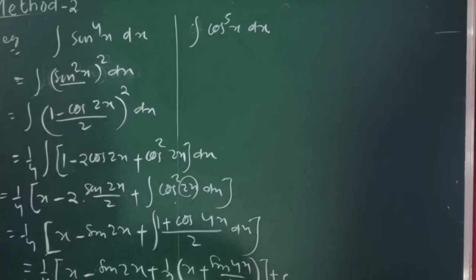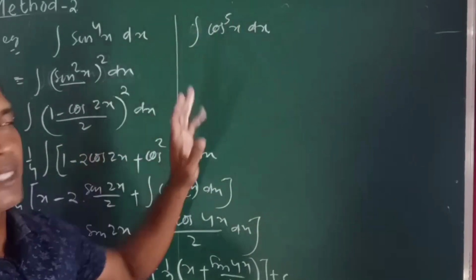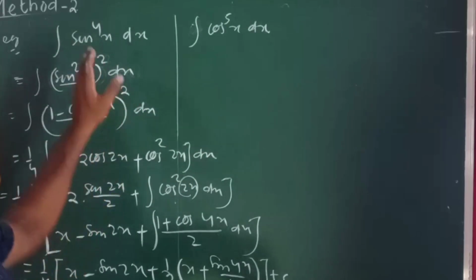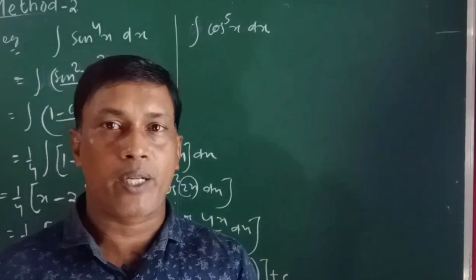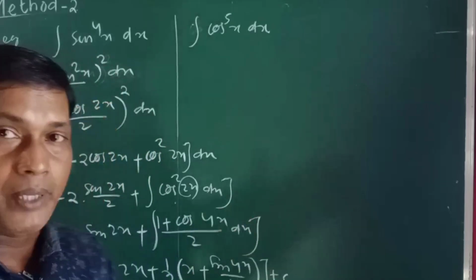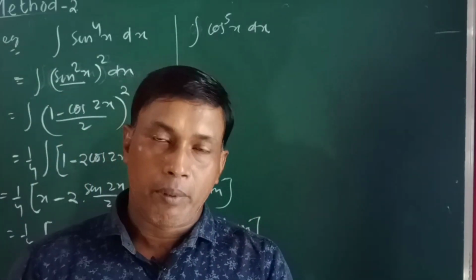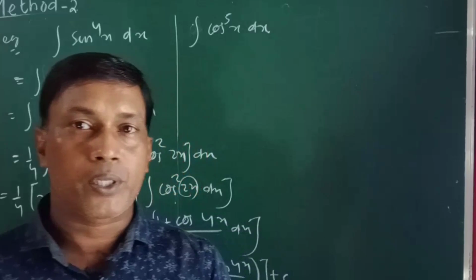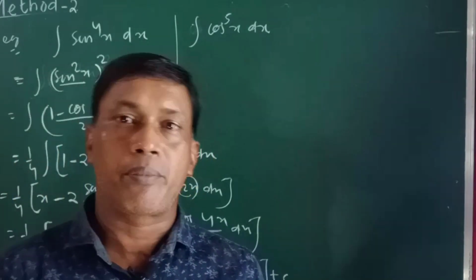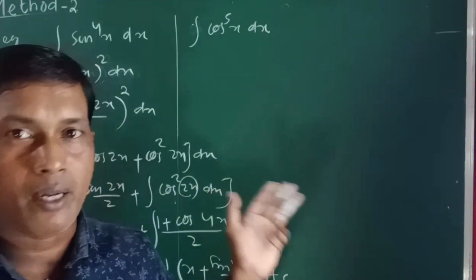Another example is here integration of sin to the 4x cos to the 5x dx. I have taken here sin to the 4, which is even, and I take another example where the power is odd. My dear students, remember one thing, for sine and cos, there is one trick for even power and another trick for odd power. So I take one for even and another for odd.